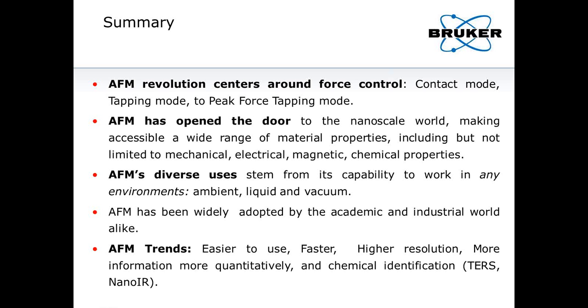Let me move on. One question about PeakForce tapping: did I misunderstand, or can you achieve atomic resolution in ambient conditions with PeakForce tapping? You could, but it's harder to do in air than in liquid, because in air you tend to have a water layer there. You tend to have contaminants. I would say one big part is really, can you keep the sample so clean?